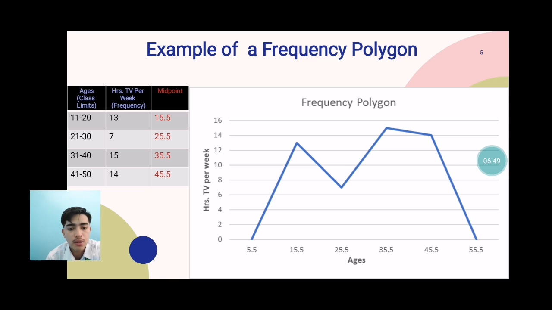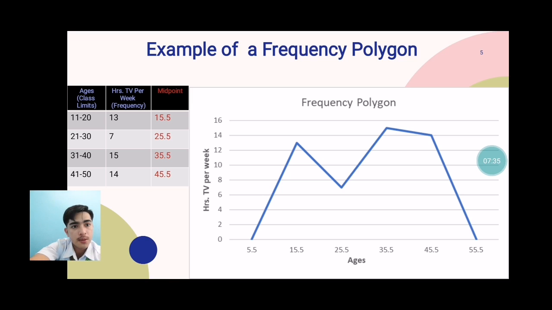What we need to do in a frequency polygon is to see on your screen the midpoints 5.5, 15.5, 25.5, 35.5, 45.5. The difference is 10. So if we go back to the first midpoint, what will be the value? Of course, 15.5 minus 10 is equal to 5.5, and also 45.5 plus 10 is equal to 55.5.